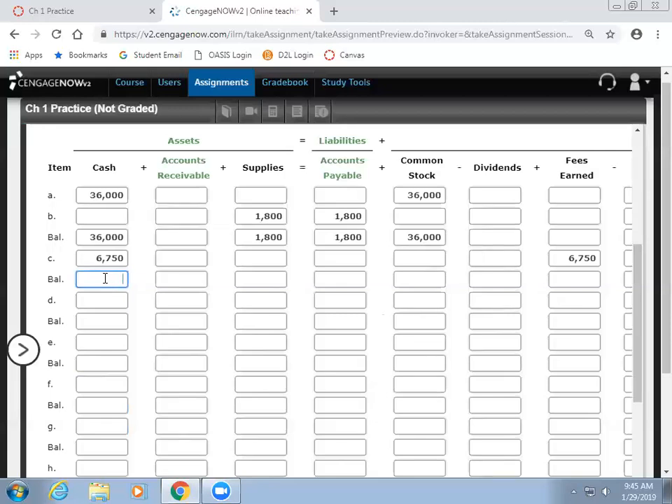Okay, so now we need to add it up. So my new cash balance is what, 42,750? So I just add those together. And then supplies is still 1,800. Accounts payable is still 1,800. Common stock is still 36,000. And fees earned now has a $6,750 balance. Any questions so far? That's good.